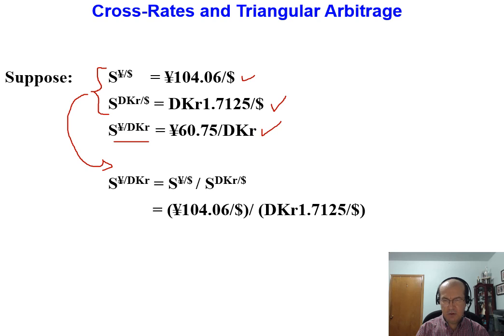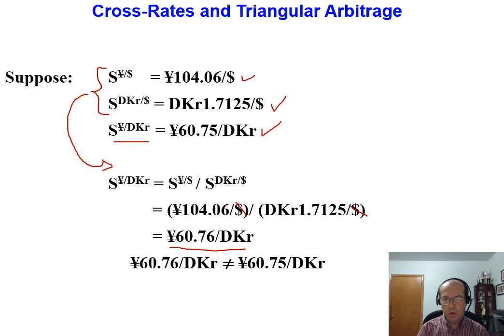Keep track of the currency units. It's important to check yourself to make sure that you are making the calculation correctly. So dollar signs will cancel each other. And what do we have left? We have Japanese yen in the numerator and Danish krone in the denominator. And this is what we want to get. And the answer is, according to the first two exchange rates, the implicit exchange rate between Japanese yen and Danish krone should be 60.76 Japanese yen to buy a Danish krone, not 60.75, the rate that we observe.